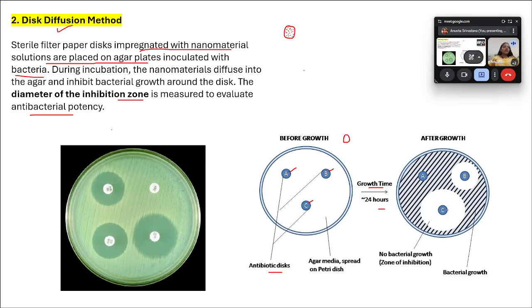So, as you can see, the maximum zone of inhibition was observed in the case of C. In the rest of the plate, there will be bacterial growth, but since C had the maximum potential for inhibiting the bacteria, that is why you are observing the maximum zone of inhibition in this case. So this disk diffusion method and the agar diffusion method are both kind of similar.